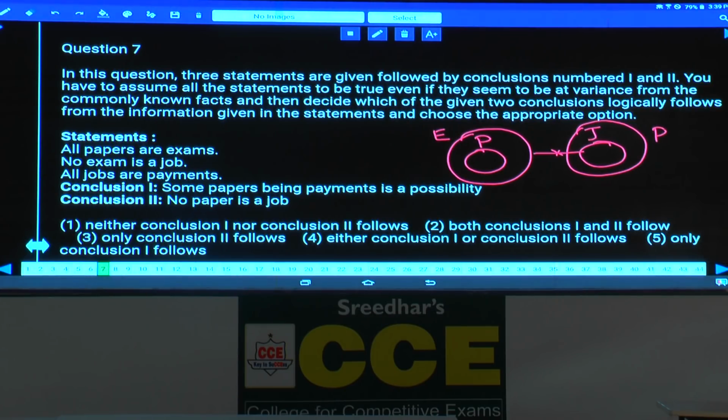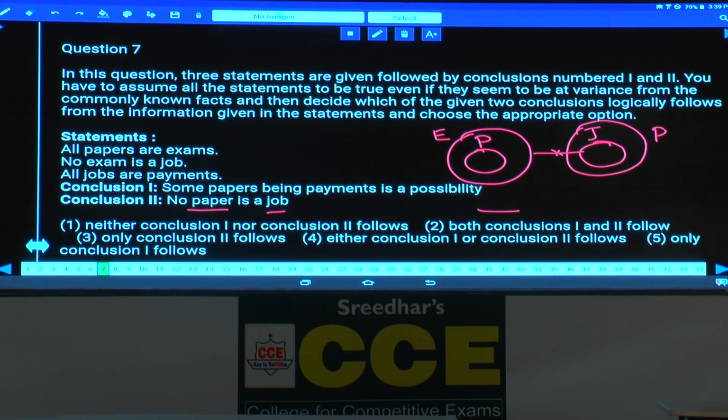Then question number 7, the first one is a possibility. First, in these type of questions, we should finalize the definite conclusions. Then only we should come for possible conclusions. Then the first one is a possible conclusion and the second one is a definite conclusion. No paper is a job. As no paper is a job is true. Now sir, no paper is a job, is it true? All jobs are papers means no paper is a job, isn't it?